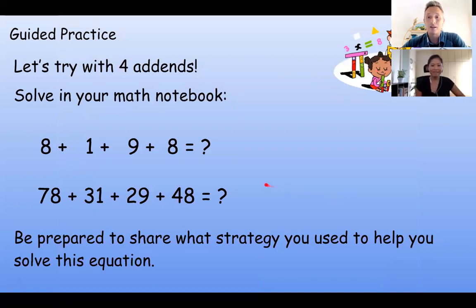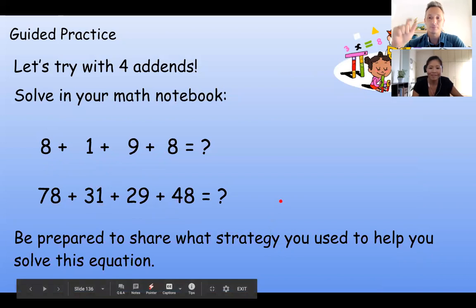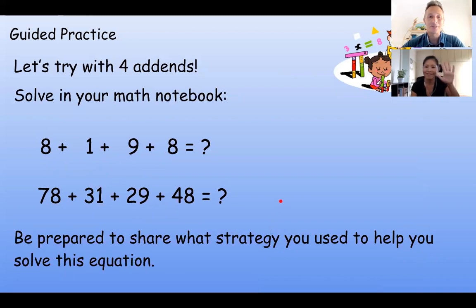Okay, so remember to get your notebook ready, and we're going to pause the video and you're going to do some of these practice problems. So now we're going to have 4 addends, 4 numbers that we're going to be adding together. Think about that strategy and how Miss Yuka found her friends of 10 or friends of 100, and she efficiently, and we're using that word, adding those numbers together. So we have 8 plus 1 plus 9 plus 8. And then we have 78 plus 31, 29, and 48. Okay, be prepared to share your strategy you use to help you solve this equation. Pause the video and come back when you're ready.